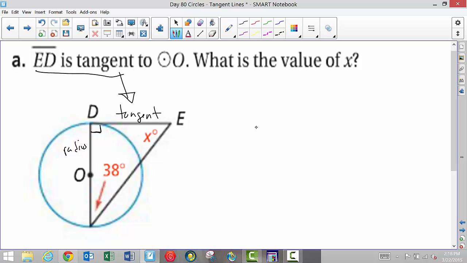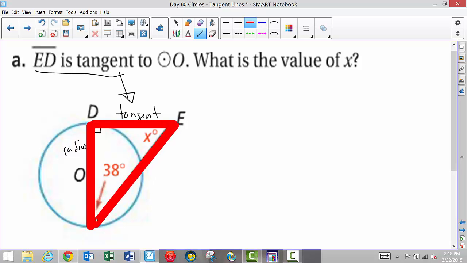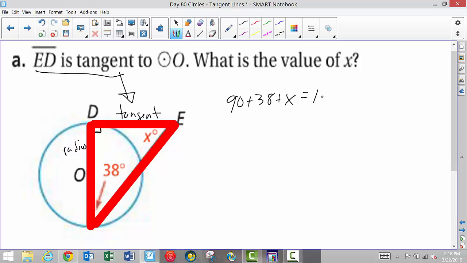Now you should see a triangle. Okay, I'm going to highlight it for you. So here's my triangle. How many degrees in the triangle? 180 degrees. So I know that I have 90 plus 38 plus X equals 180. So I have 128 plus X equals 180. So then I have 180 minus 128. I have 52. So X is equal to 52.